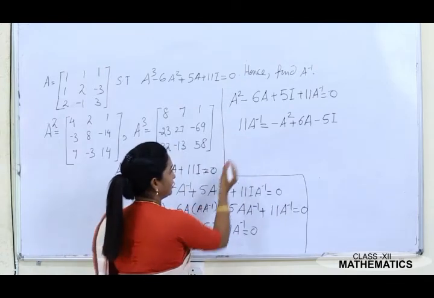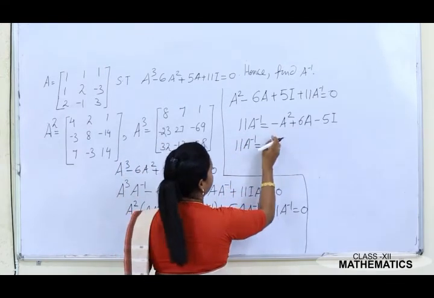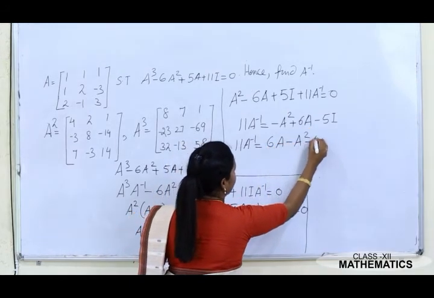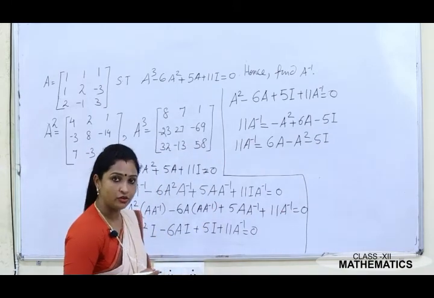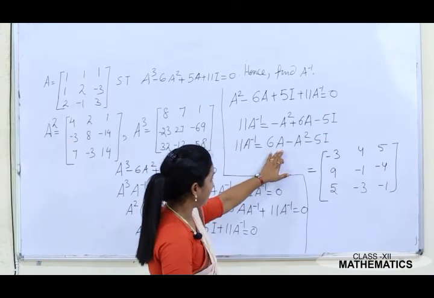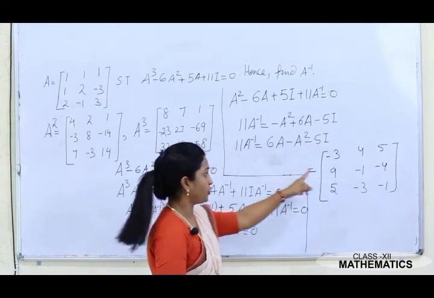Okay, we made it like this. Now 11a inverse is equal to, you can write 6a first in positive, and then minus a square minus 5i. Then what will you do? You will substitute the values as we did earlier. Now after substituting the values of a square and 5i and simplifying, you're going to get this matrix.